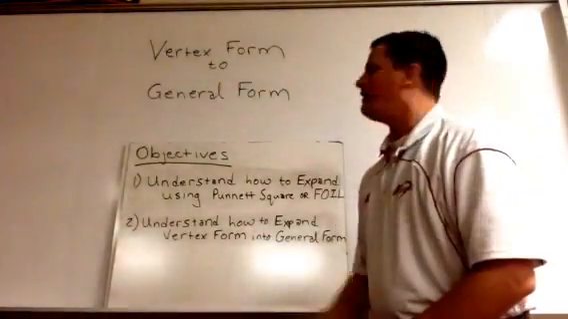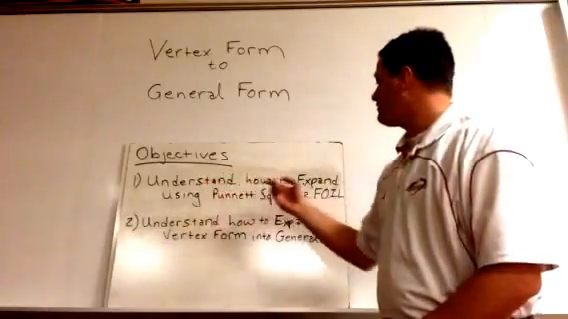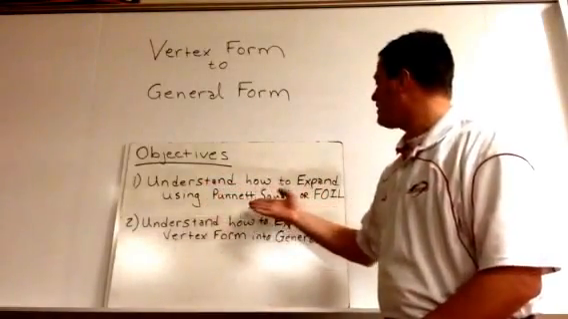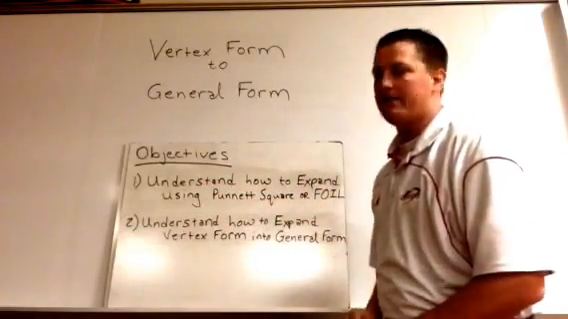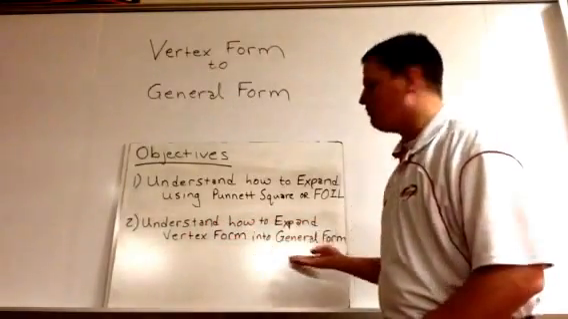Alright, today's lesson is vertex form to general form. Our objectives are to understand how to expand using the Punnett Square or FOIL methods, and to understand how to expand vertex form into general form.